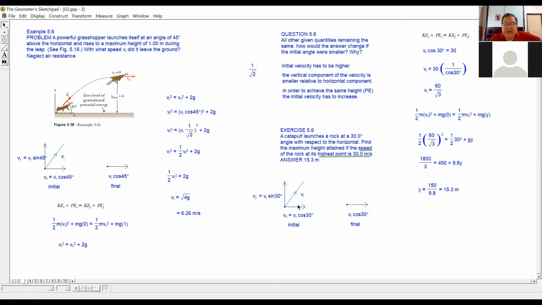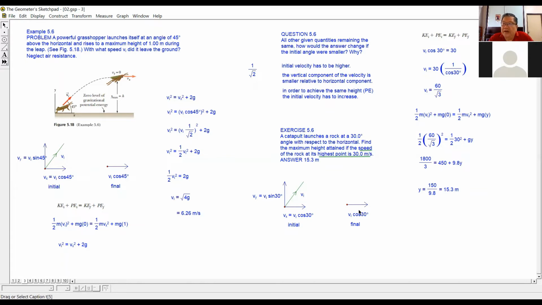Okay, now, so let's say we have an initial situation like this. The initial velocity is at an angle of 30 degrees with the horizontal. So the horizontal component is Vi cos 30. The vertical component is Vi sin 30. This is initially. Finally, when it reaches the maximum height, there's no more vertical component, there's only the horizontal component. And they say at this time, the speed is 30 meters per second.